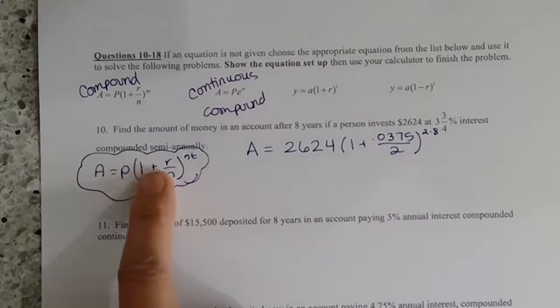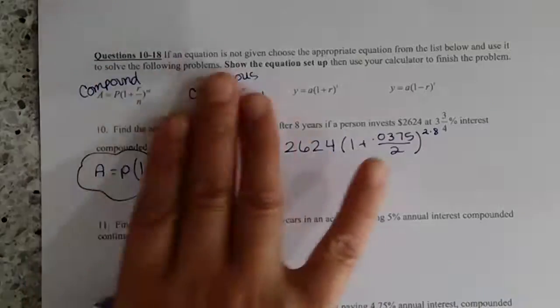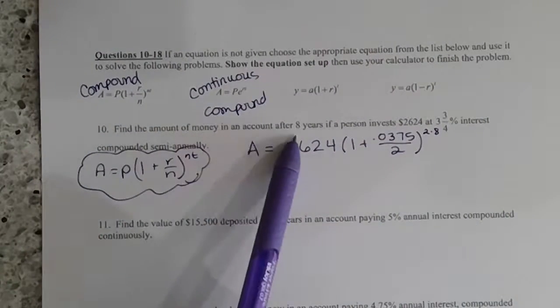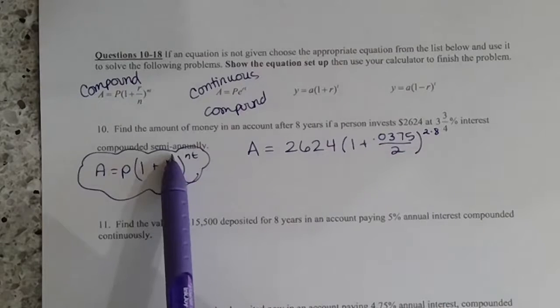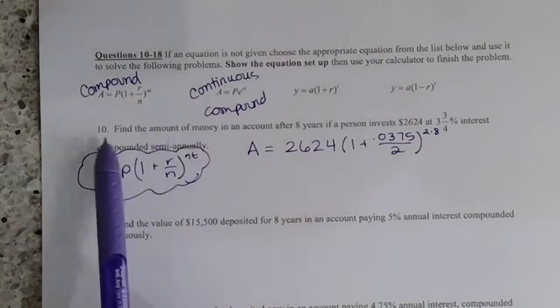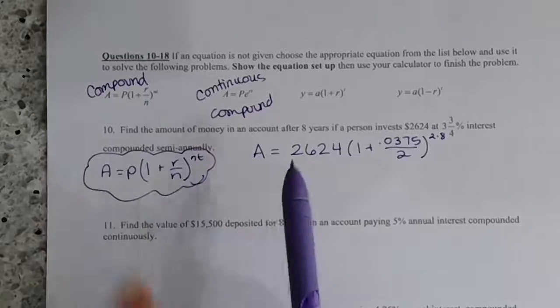All right, so the first problem says you have to read it and then figure out which equation you're using, and then figure out all the parts. So find the amount of money in an account after 8 years if a person invests compounded semi-annually. Compounded. They did not say continuous. So because they did not say continuous, it's this equation. Okay, went ahead and wrote it down.